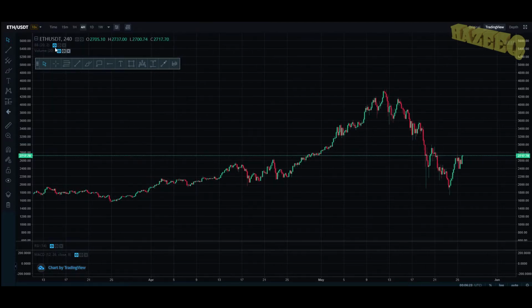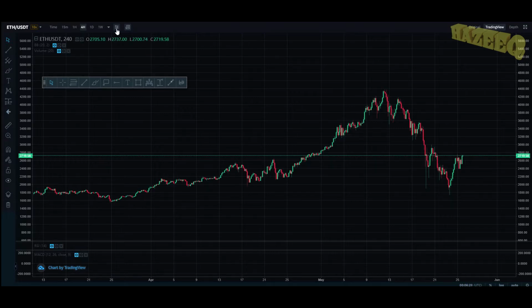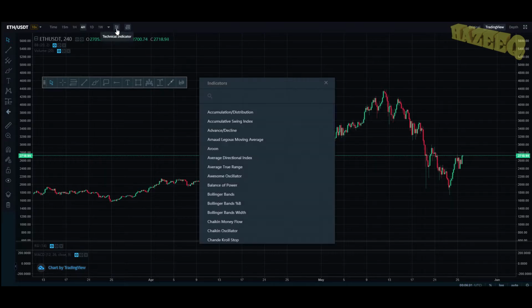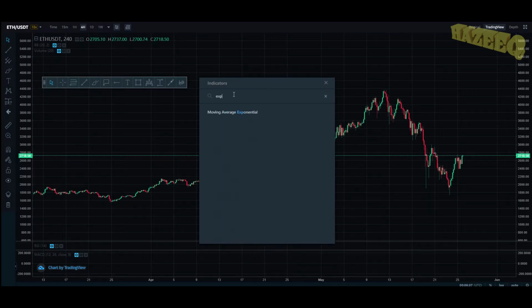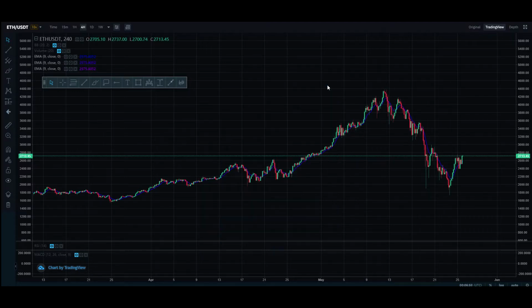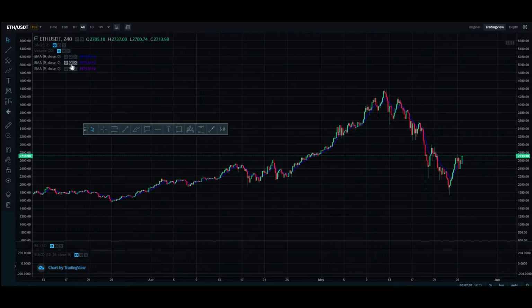So we're on Binance, Ethereum against USDT. First off, what you want to do is jump into the technical indicators bar over here. Press that and type in exponential. There it pops out, moving average exponential. Once you click on it once, it's going to pop out on the left side of your screen. It says EMA, and you can click it 3 times because we are going to be using 3 EMAs to set this up.